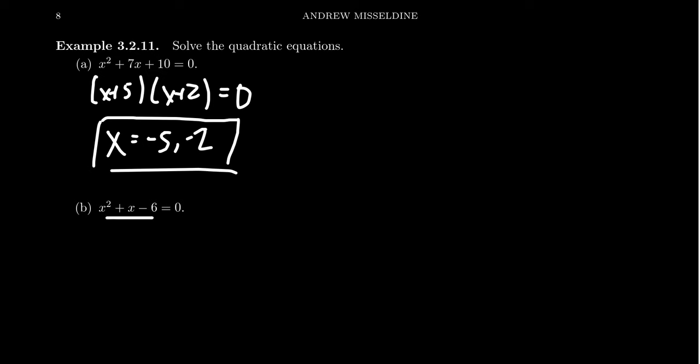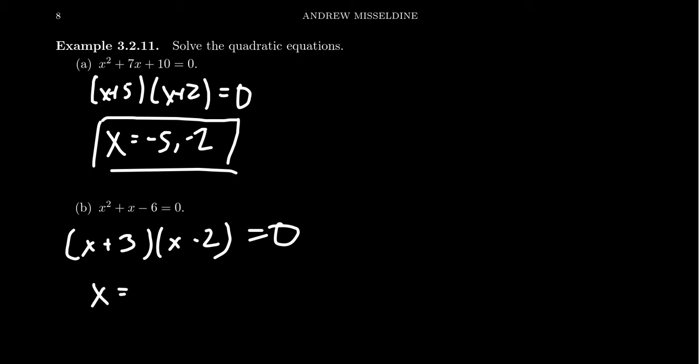How about this next one right here? x squared plus x minus 6. So we need factors of negative 6 that add up to be 1. Well, 6 factors as 2 and 3, so those are a difference of 1. Make sure you get the sign in the right spot. We're going to take a plus 3 and a minus 2 and double check that. 3x minus 2x is an x. So this is our factorization. Therefore, the solutions when you switch the signs will be x is negative 3 and 2.